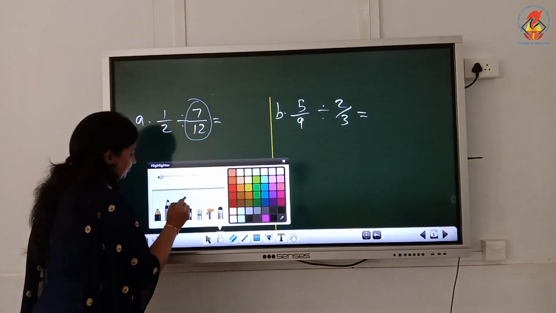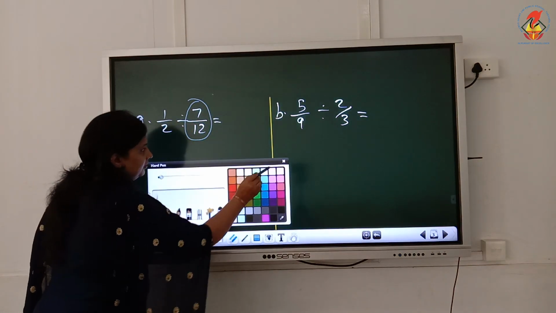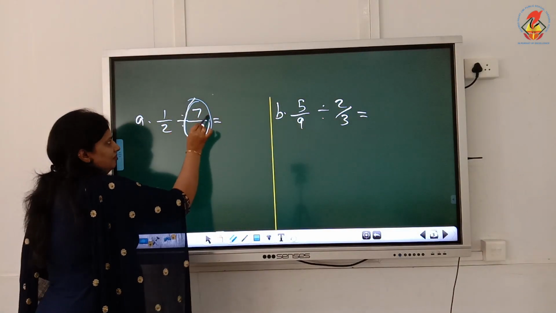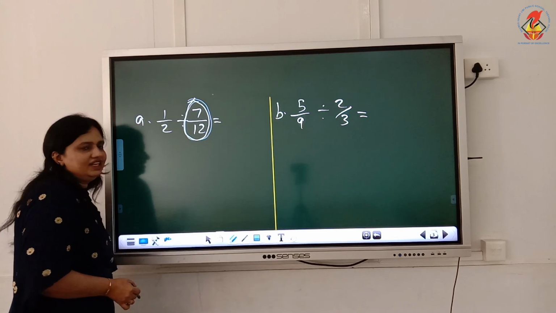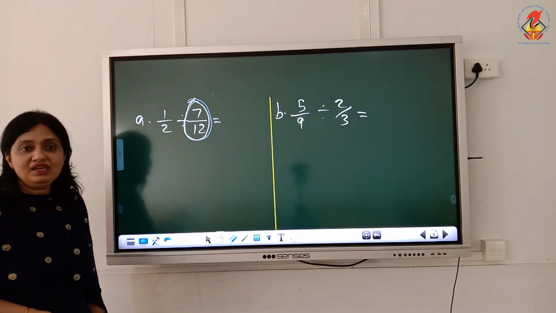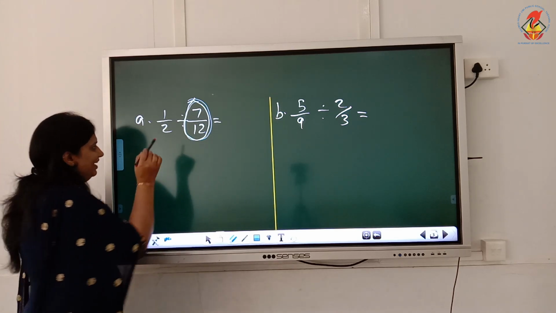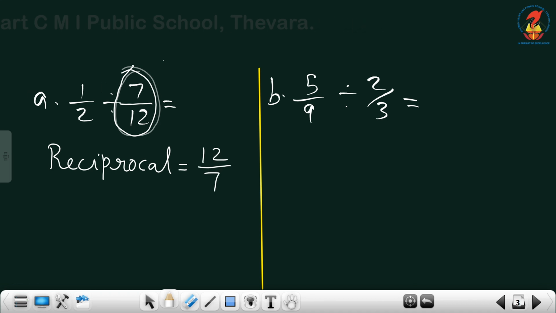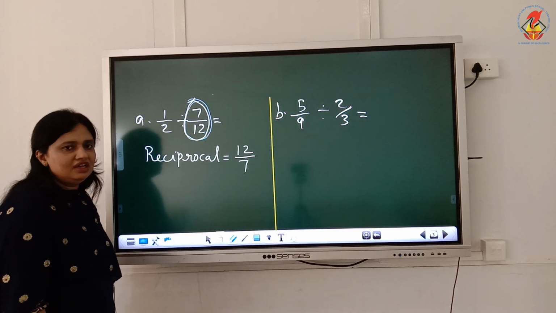Okay, 7 by 12 is the divisor, and the reciprocal is what? 12 by 7. The reciprocal of 7 by 12 is 12 by 7.